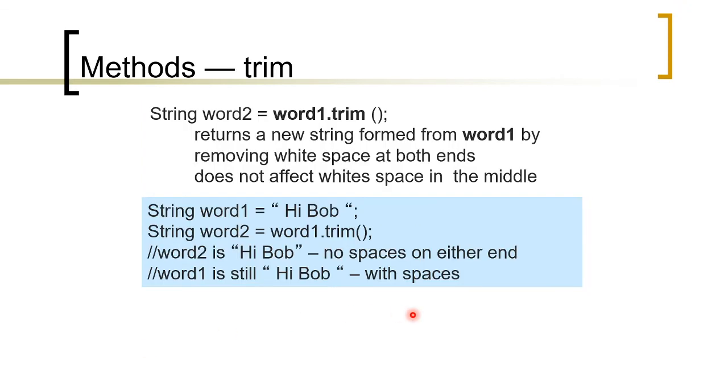So we do have the trim method. It will return a new string formed from word 1 by removing the white spaces at both ends. So here word 1 has white space before H and after B. If you trim it and assign it to another string variable, the spaces at both ends are removed. It will not remove the spaces between characters. However, word 2 is the one that receives the trimmed string literal, but word 1 will still have spaces at both ends.